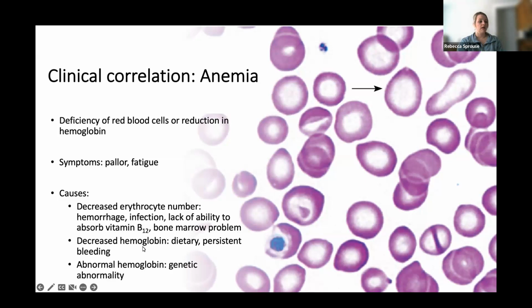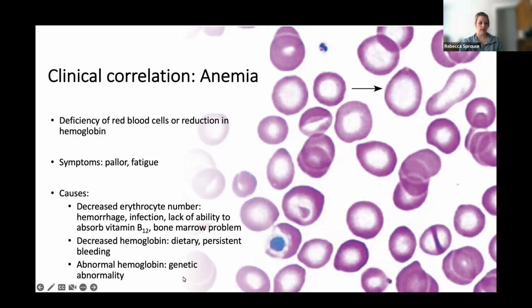Another type of anemia would include decreased hemoglobin. This might be dietary related, so a lack of iron. Hemoglobin, we'll talk about it a little bit later, but one component of the hemoglobin molecule is iron. And so if we don't have enough iron, we cannot make enough hemoglobin to carry oxygen. Or again, persistent bleeding, like maybe an intestinal bleed or an ulcer or something like that.